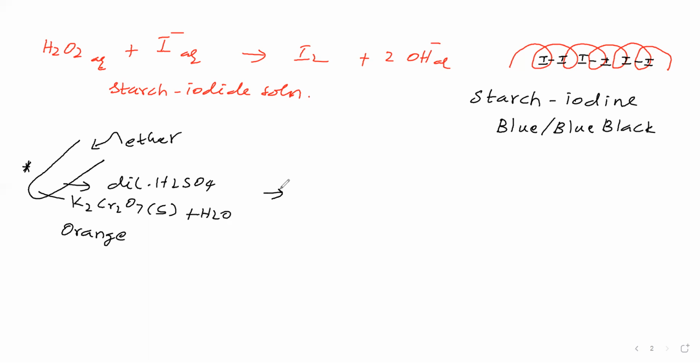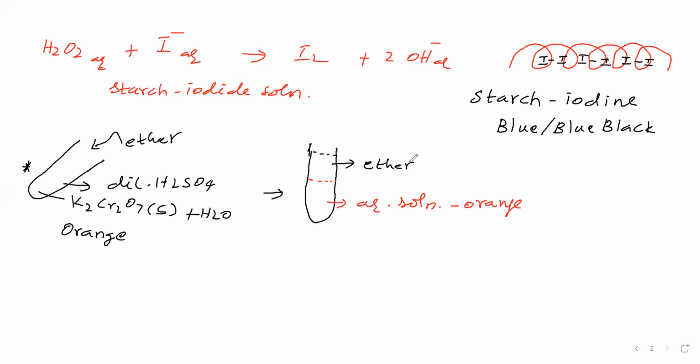Then what will happen? Here in the test tube, two layers will be there now. What are the two layers? One is the aqueous solution. This aqueous solution is orange, because potassium dichromate is present. Then above this aqueous solution, the ethereal solution will be there. That means ether will be there. Ether density is lesser than the aqueous solution. Therefore, ether is floating over this aqueous solution.